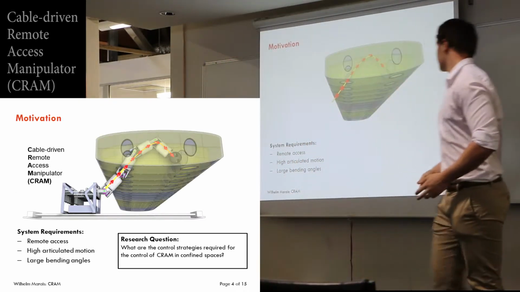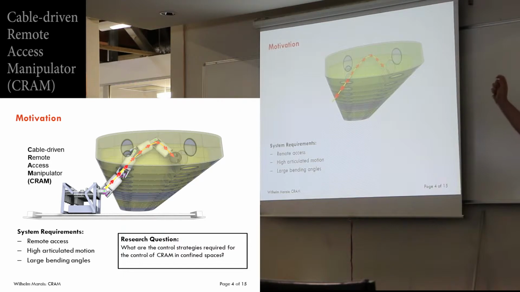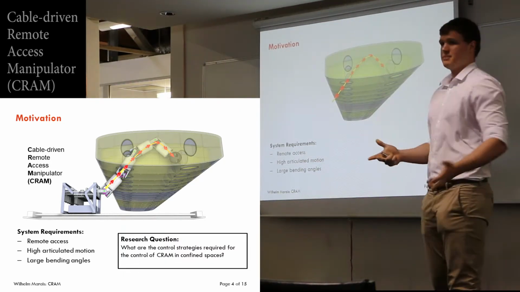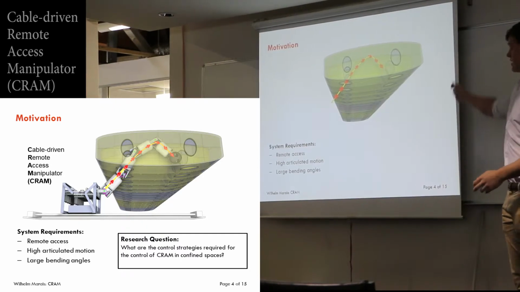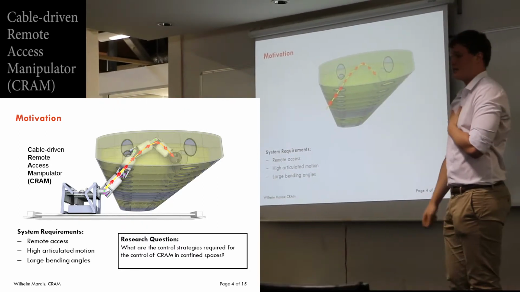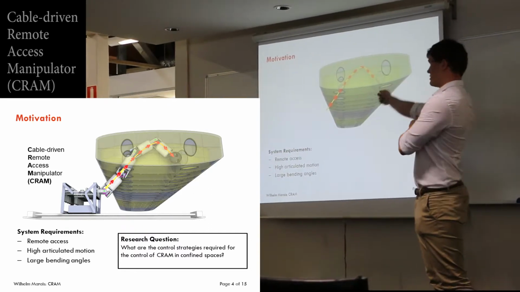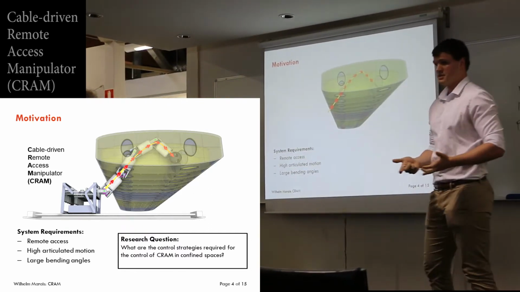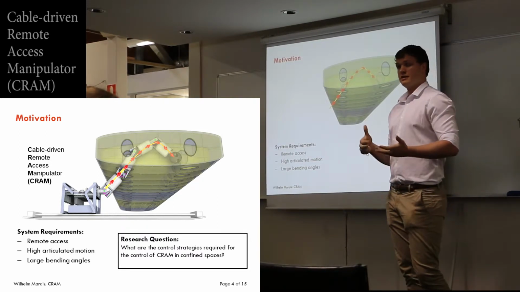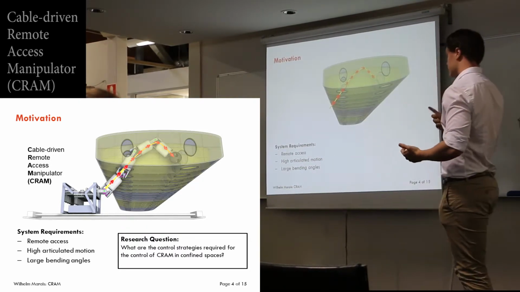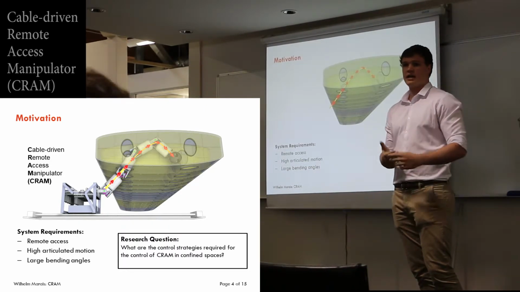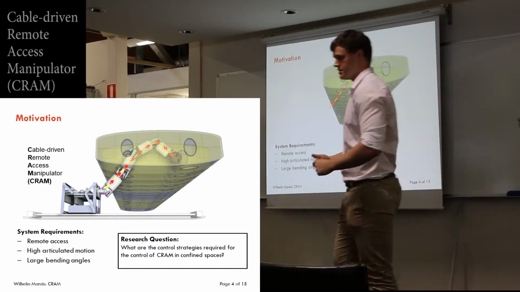So the motivation behind the CRAM system is the need to conduct inspection operations in confined spaces. And the specific confined space I've chosen to focus on is an aircraft wing structure. These arrows show the path that a manipulator would need to take to access the confined space through an access port. And from this path, we can derive some of the system requirements. So these are the need for remote access to the confined space, the need for highly articulated motion, and also for large bending angles of plus or minus 45 degrees.